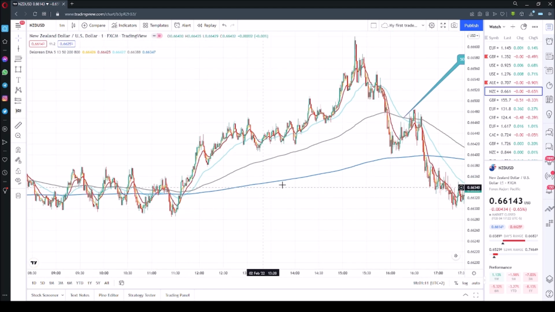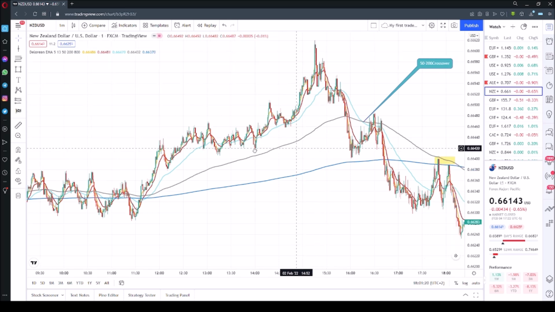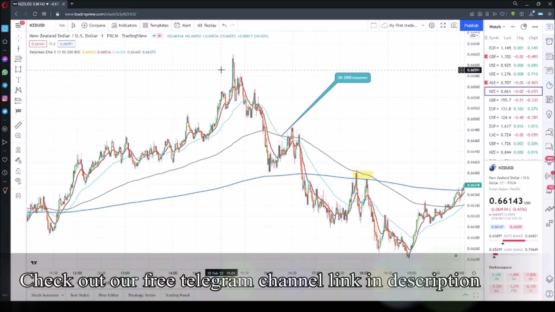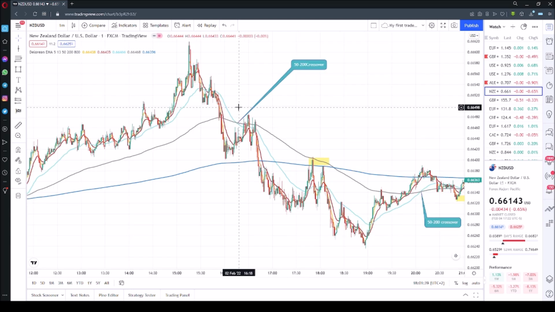So this is New Zealand dollar against USD. That is the one that we are going to use, and I've already marked the points to save us more time. In this case, we can see that we had a 50-200 EMA crossover on this M1 time frame. Here, the 50 is the one in light blue, the 200 in gray. Don't mind the other EMAs. And after that crossover, we had a market flow.